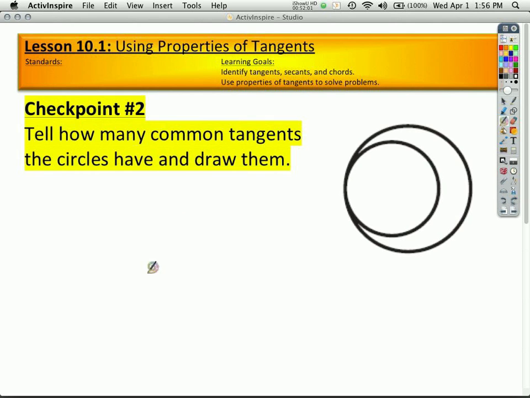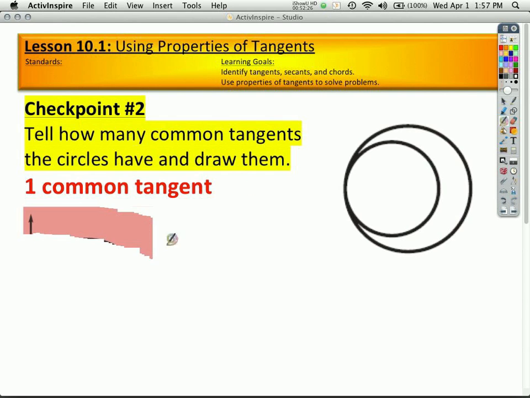All right, let's see what you came up with. How many common tangents are there? I've got students 6, 10, 11, and 19. Student number 6. Student number 10. Student number 11. Student number 19. There is one common tangent.